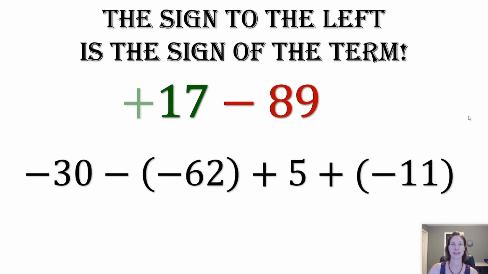Now we have this long expression here. So the first one has a negative to the left. It's a negative 30. Here we have the opposite of negative 62. So this is a plus 62. This is a plus 5. Sign to the left is a plus. And here the immediate sign to the left, we're adding negative. Therefore, it is a negative 11.